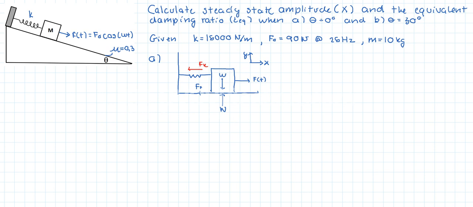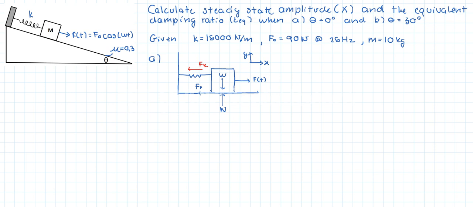Since there is contact friction, we also have a coefficient of dynamic friction equal to 0.3. We're asked to calculate the steady state amplitude and the equivalent damping ratio when A, theta is equal to 0 degrees, and B, when theta is equal to 30 degrees.